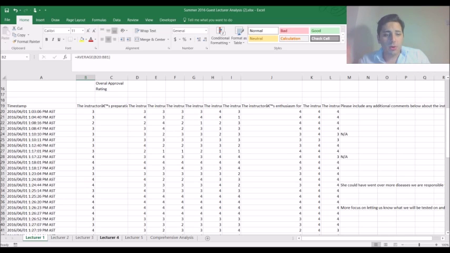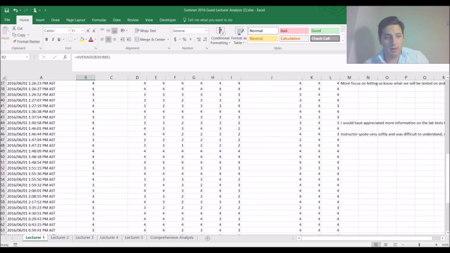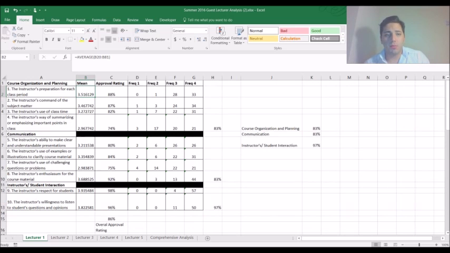These are all tabs for different lectures, and we have a comprehensive analysis here. This is the raw data. This doesn't give us much. We can use this in order to come up with this. This is basically aggregating the data. This is basically using the data that we have and simplifying it in order to come up with a conclusion. So here you have the mean, approval rating, and all the frequencies.